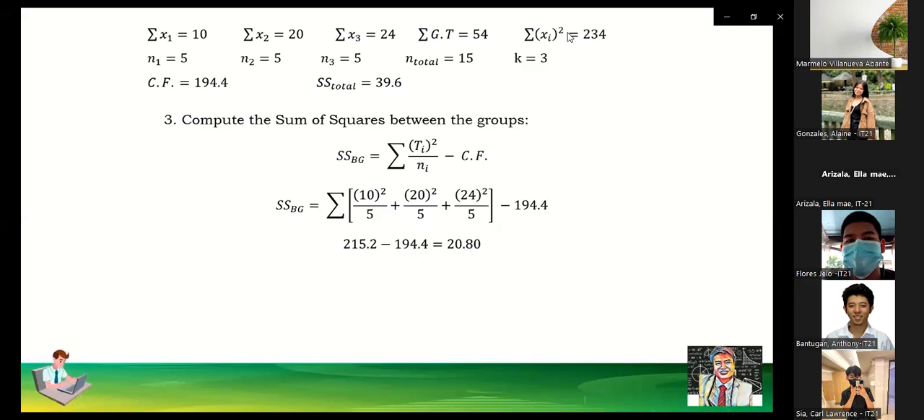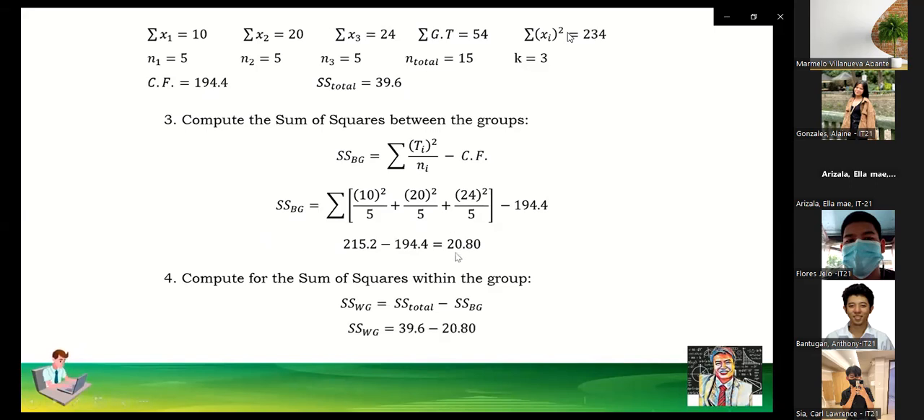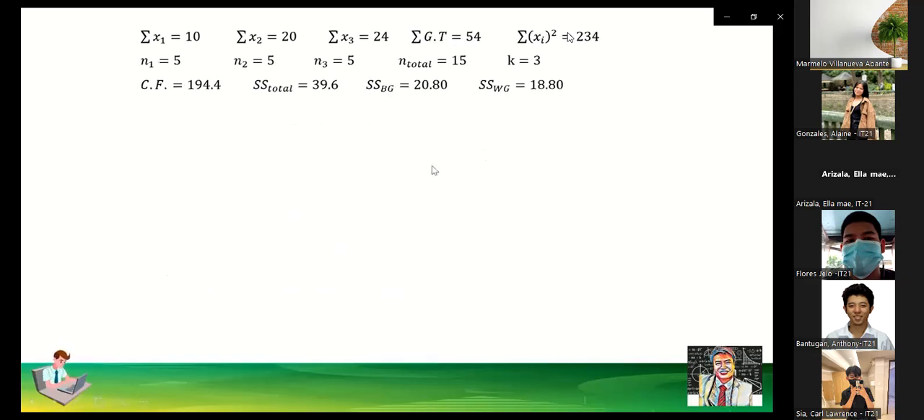Next step, fourth step natin, compute the sum of squares within the group, SSWG rin. Napakadali ng formula for SSWG, that is SS total minus SSBG. SS total natin is 39.6 minus SSBG, which is 20.8, gives us 18.80. Okay? So, nakaapat na step na tayo. Pwede na tayo mag-proceed dun sa tatlong step na lang. Lagay lang natin itong dalawang to dito sa given natin. Yan, dinadagdagan natin yung given natin.